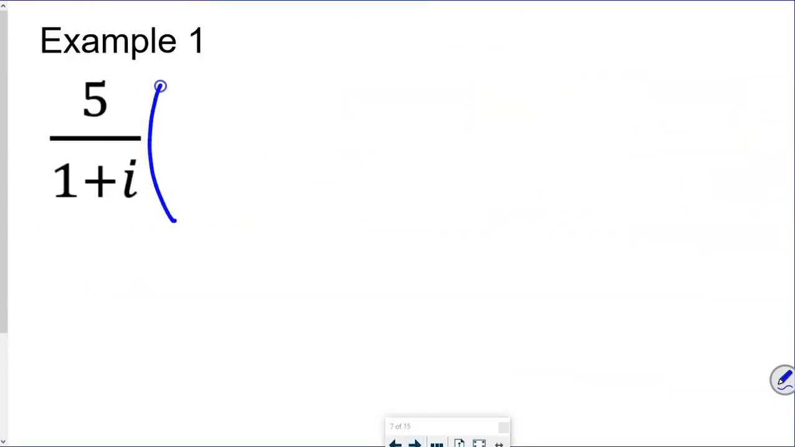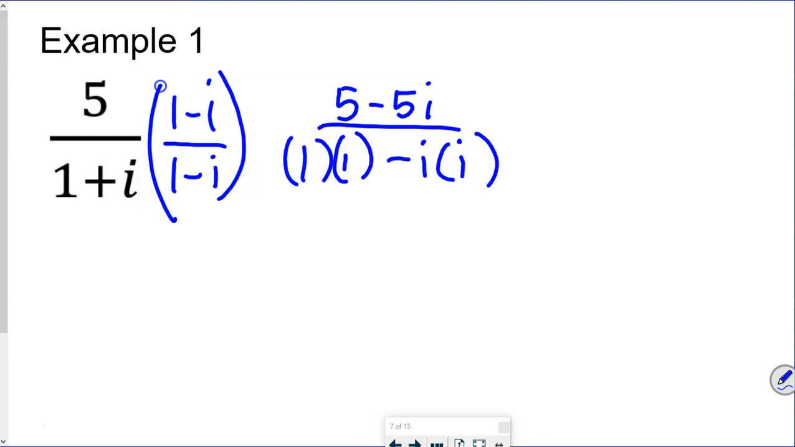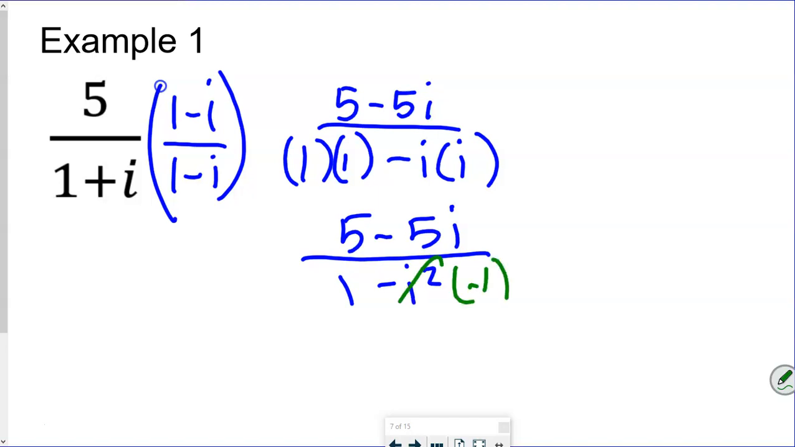Here's our next example. Again, we're going to multiply by 1 minus i over 1 minus i. So that's 5 times 1, which is 5. 5 times negative i is negative 5i. And here we go again. This is going to be 1 times 1, or 1 squared, minus i times i, okay? So this is going to be 5 minus 5i over 1 minus i squared. This once again changes to what? Yes, a negative 1, so that's going to end up being 2, right? So the answer is going to be 5 minus 5i over 2.